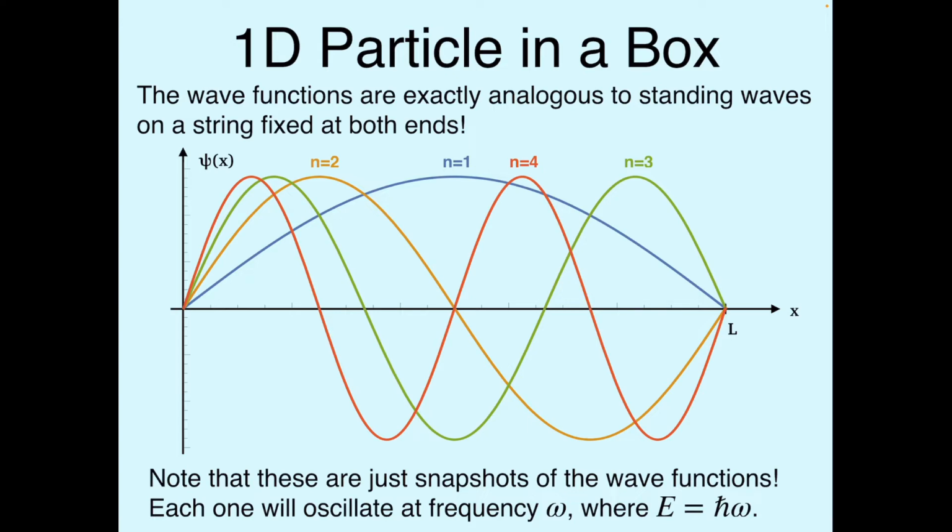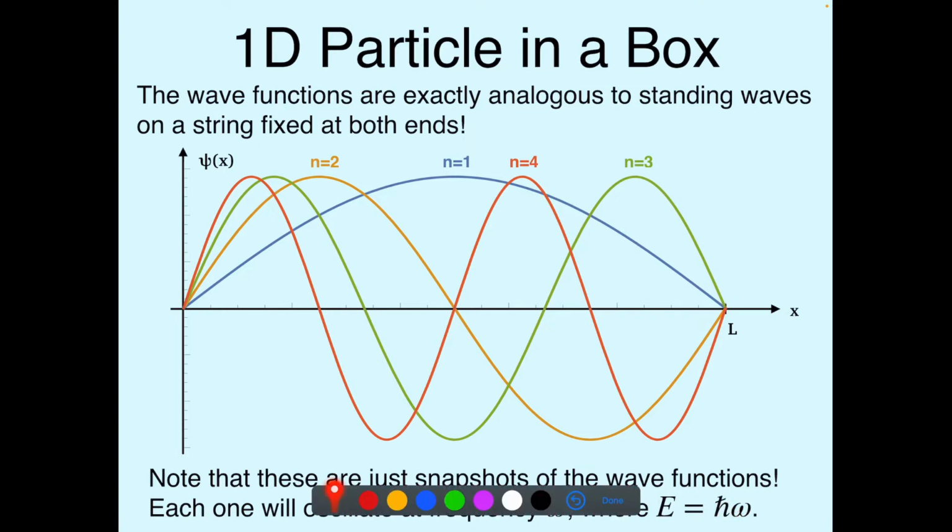And one last thing to note is when we plot out psi of x, this is the time-independent wave function, we're just showing what a snapshot of the wave looks like at one moment in time. Okay, if we incorporate the time dependence of the wave function, we'll see that it's actually this shape, but oscillating up and down at some frequency. Okay, so I just want to remind you that these wave functions are actually going to be oscillating at some frequency omega, where this omega is related to the energy in this way. E is equal to h bar times omega.